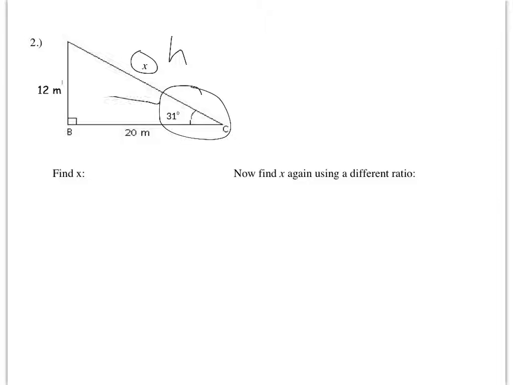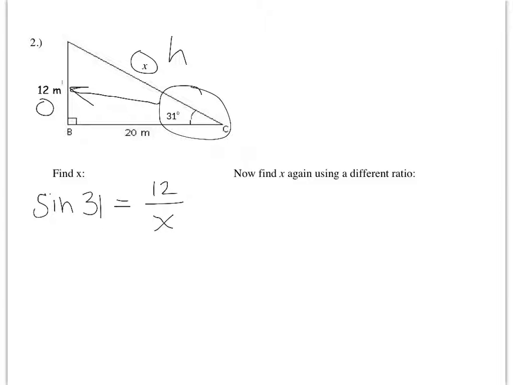So the 12 compared to the 31 degrees is across from it or the opposite. Since we have an opposite and a hypotenuse, that's going to be the sine ratio. So we could write down that the sine of 31 degrees is equal to the opposite, which is 12, over the hypotenuse, which is x.